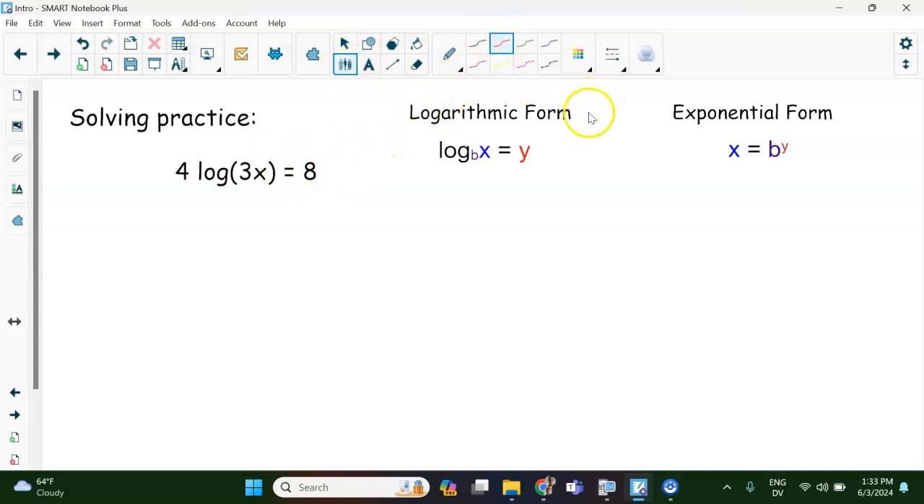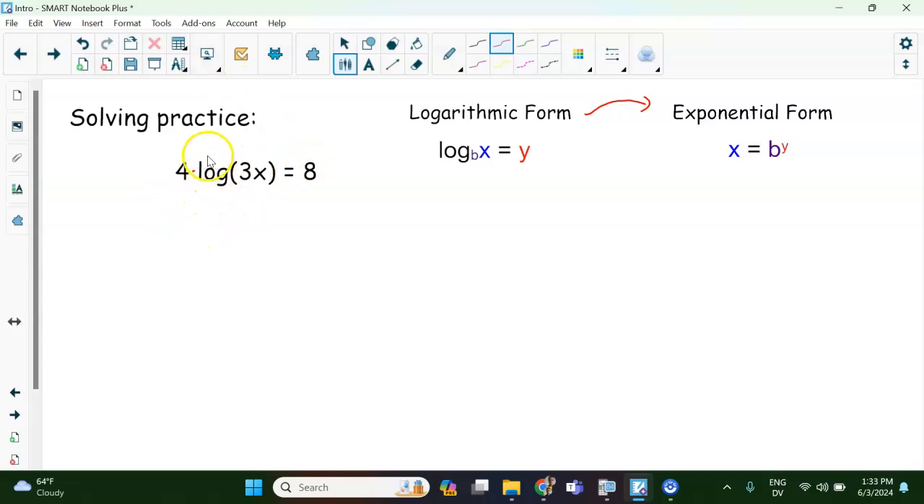So this one starts as a log, so we're going to switch it to exponential form to solve it. And the key is you got to make it look like this exactly first. So the problem on this one is we got this times 4. Okay, so I'd encourage you to pause the video and try everything you can on this before watching the solution. And the key is you got to deal with that 4 first.